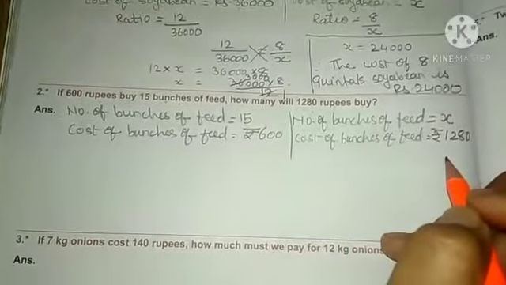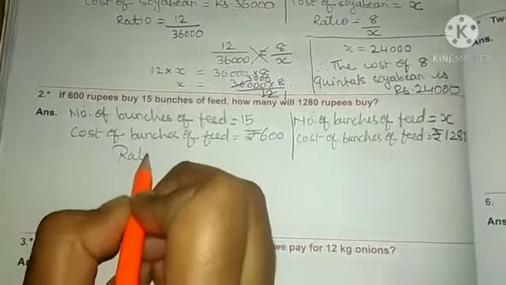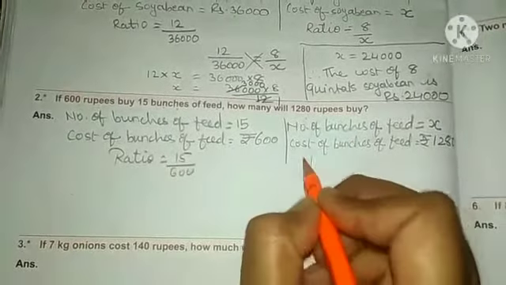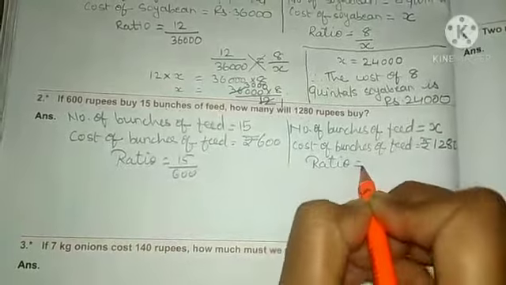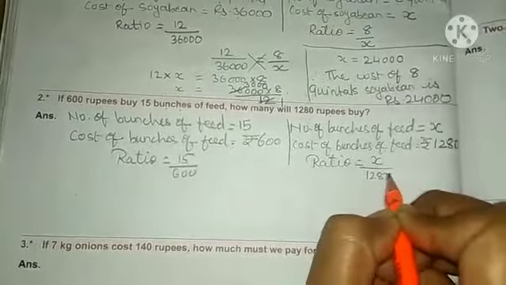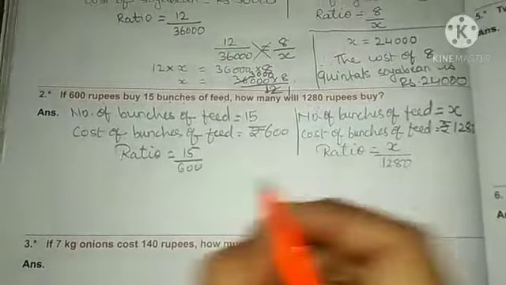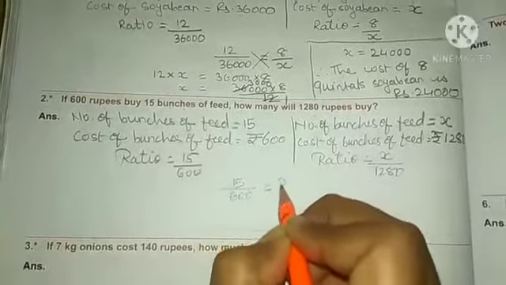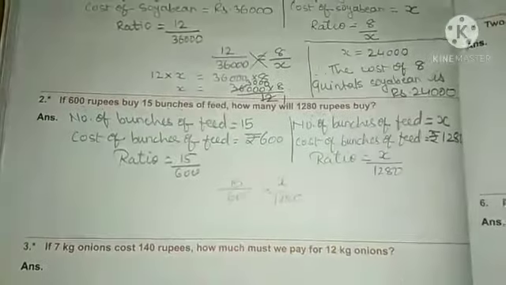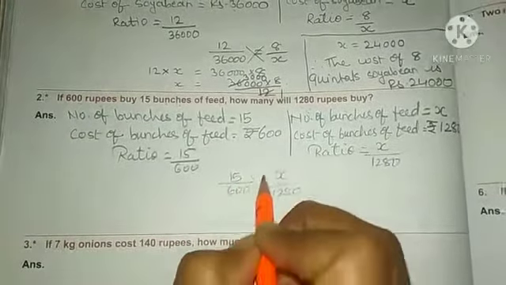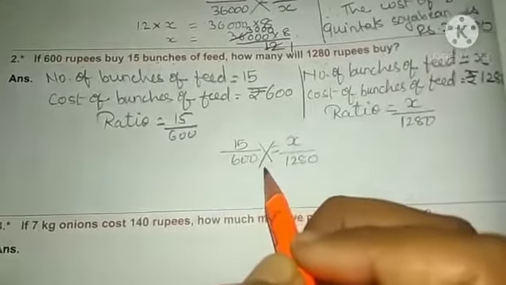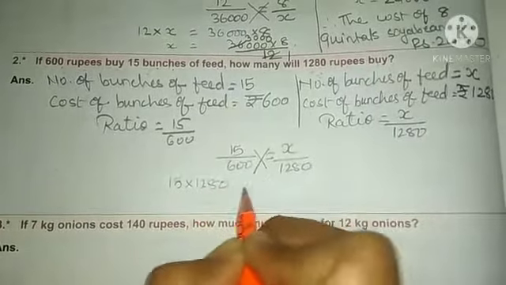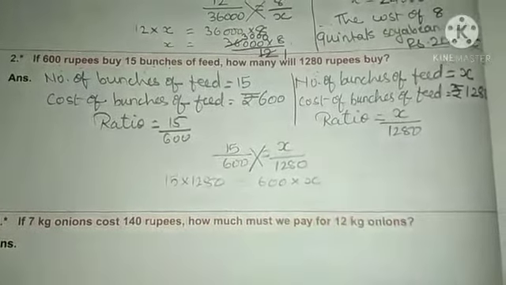Now what you will do? We will write down the ratio of this information. So what will be the ratio over here? That is 15 upon 600. And here your ratio will be X upon 1280. Now you will write down this ratio together, that is 15 upon 600 equal to X upon 1280. Now you will do the cross multiplication. Clear? Now 15 multiplied by 1280, 600 multiplied by X.